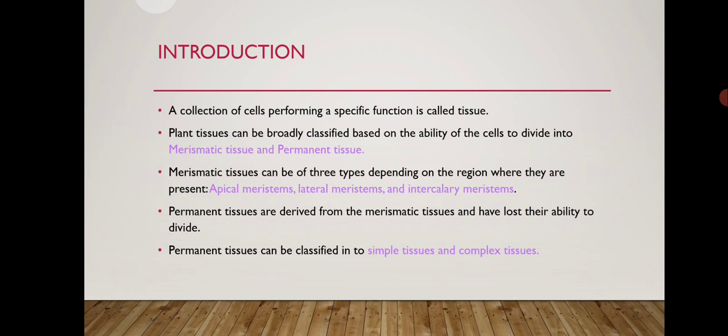Apical meristems can be seen at the apex of the plant, lateral meristems can be seen in the lateral sides of the plant, and intercalary meristems are the meristems seen at the internodal region of the plant. And permanent tissues can be classified into simple tissues and complex tissues.